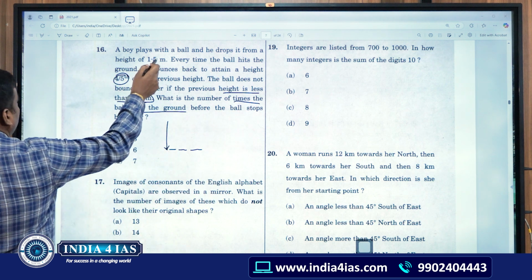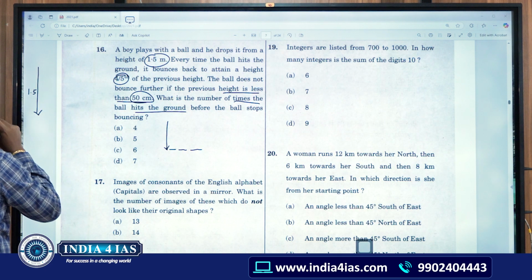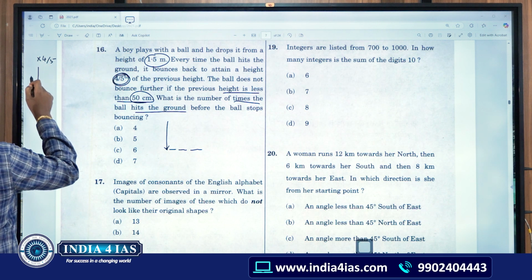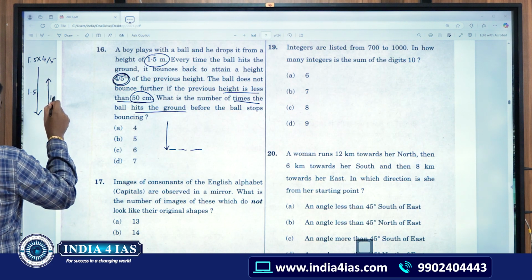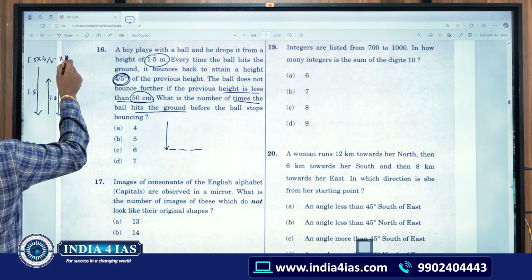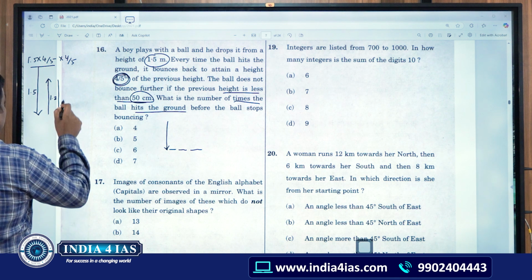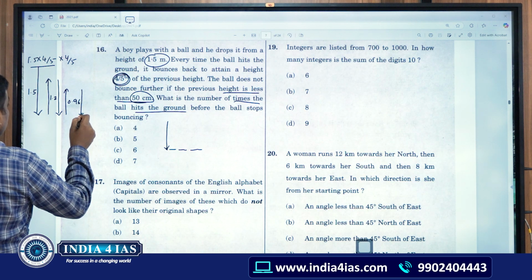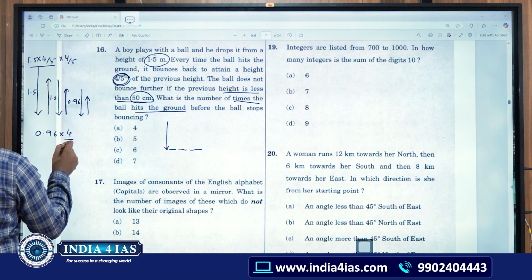It has been dropped from 1.5 meter. First it is dropped from 1.5 meter. Then it bounces back to 4/5. So 1.5 into 4 by 5 is nothing but 1.2. From this height, it will hit again and rise to 4 by 5. So 1.2 into 4 by 5 is 0.96. Now again it will hit down and again rise. So 0.96 into 4 by 5.